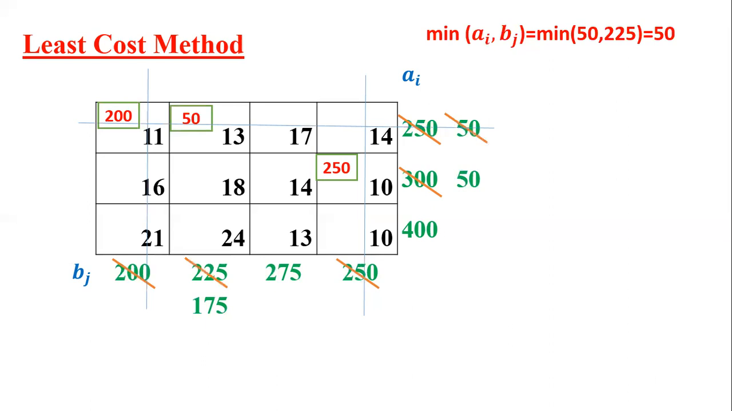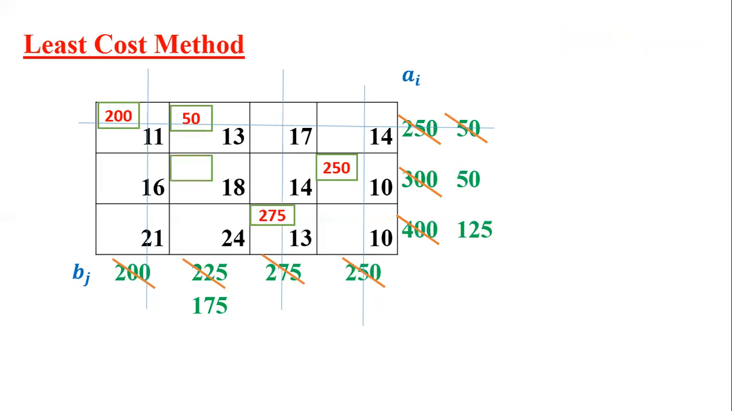Again, you have to choose the minimum value. The next minimum is 13. Then choose the minimum of the corresponding ai and bj values, 400 and 275. The minimum is 275. You have to allocate 275 at that place. So 275 minus 275, demand is 0, and 400 minus 275, balance is 125. So demand is fully allocated and utilized, so you have to cancel that column. Each and every time you have to allocate only the minimum cost element.